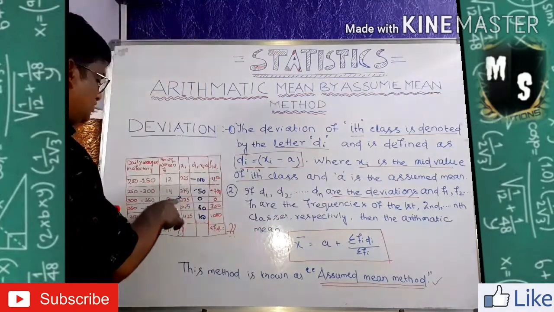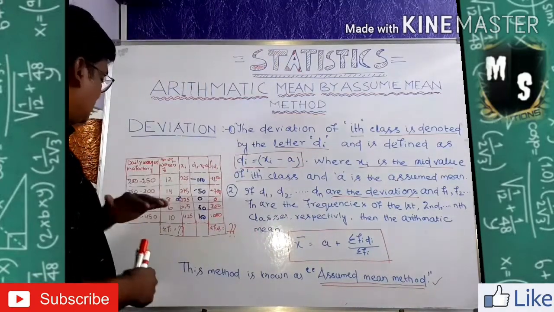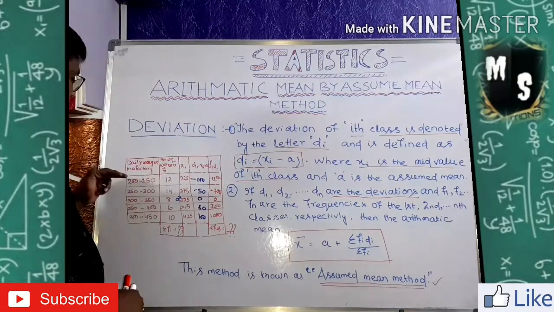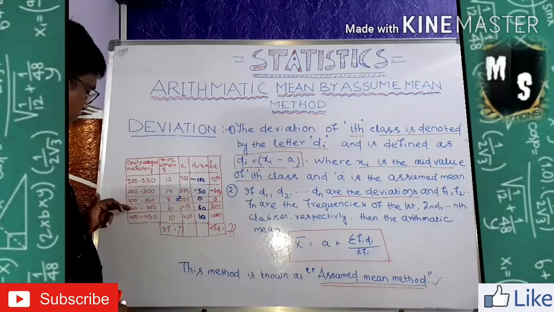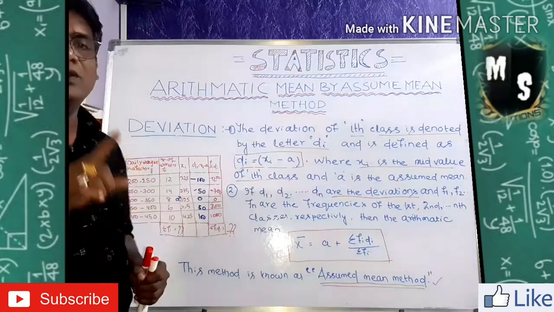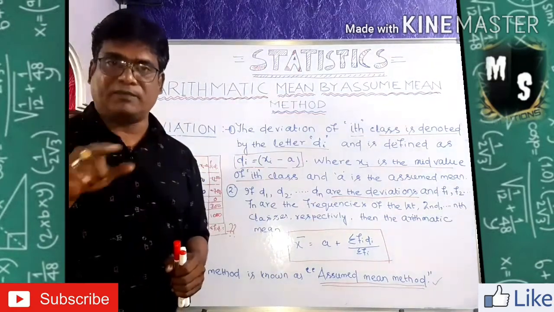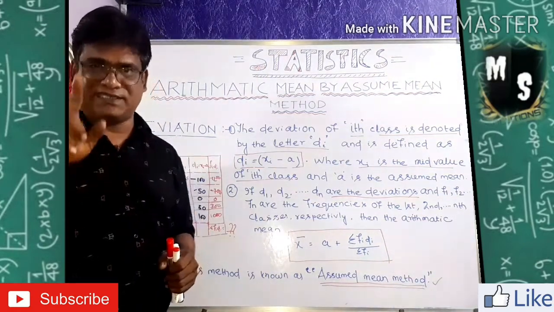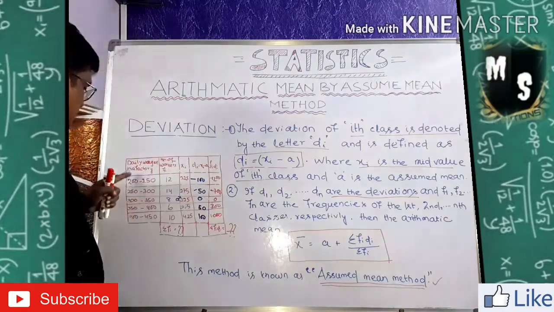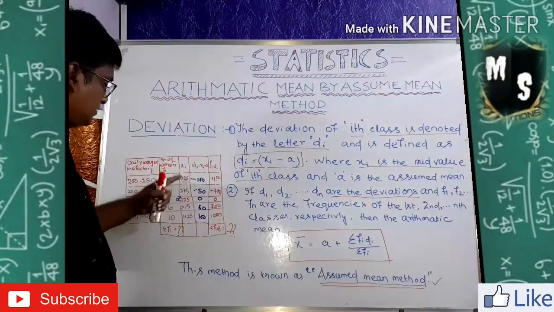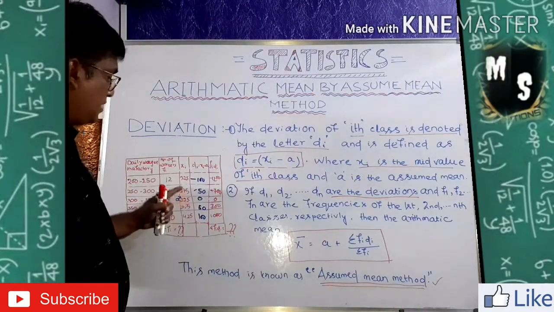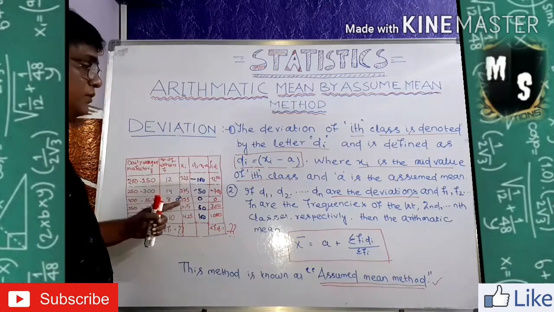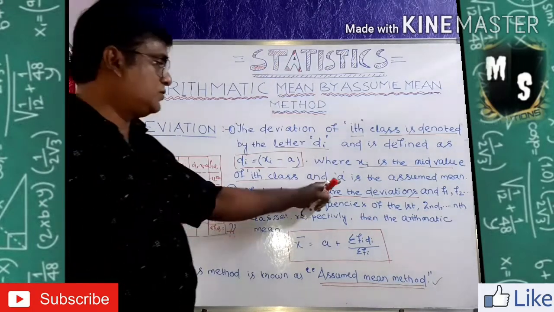A is called the assumed mean. How to calculate A? Go to the class. What is the class size? 1, 2, 3, 4, 5. 5 is odd, so it is n plus 1 by 2, that is 5 plus 1 by 2, which is the third. The third observation in the column is giving you the assumed mean. I hope you understood this A.